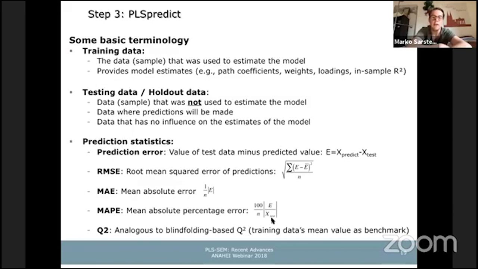Use MAE if you think, well, there's not much difference. If it's a small or big error, it doesn't matter. All of them are weighted equally.